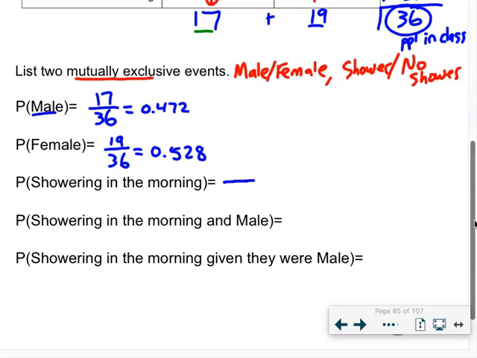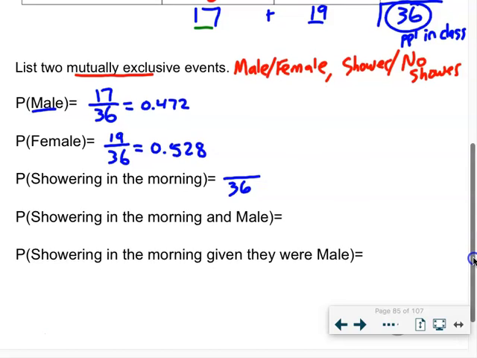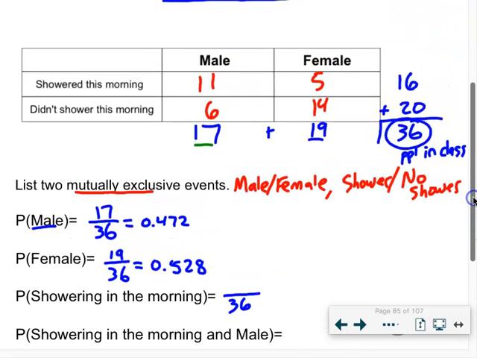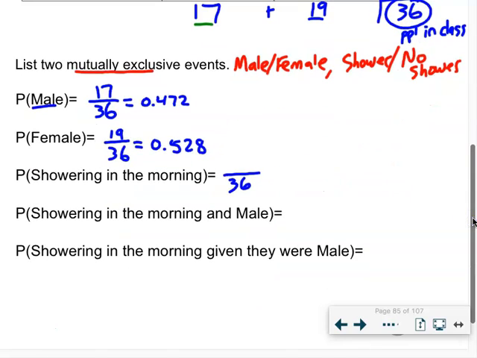So out of 36 people, how many people showered in the morning? Well, that is this number right here. That's the males plus the females that did shower. So that's 16 out of 36. If I wanted to do that as a simplified fraction, I would divide them both by 4, so 4 over 9. If I wanted the decimal for that, it'd be 0.444 repeating.